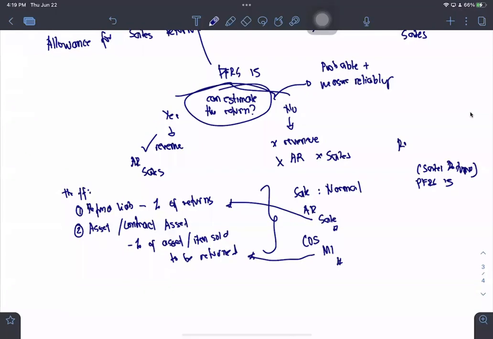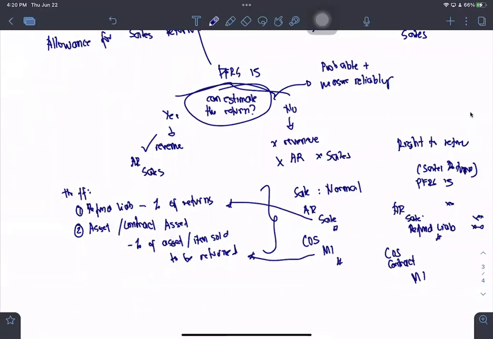Therefore, under PFRS 15, with a sales return, normally we call this one the right to return. So under PFRS 15, your entry will now be a debit to AR, a credit to sale, and a credit to a refund liability. While for cost of sales, your entry will now be cost of sales, and then you have here contract asset, and then you have here your merchandise inventory.